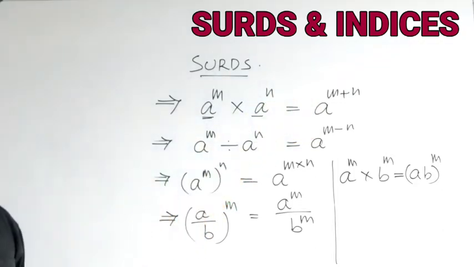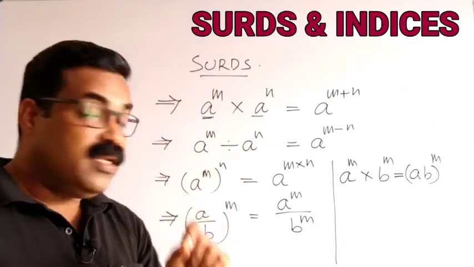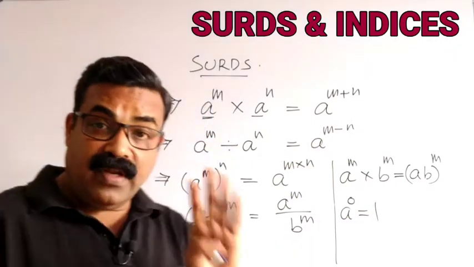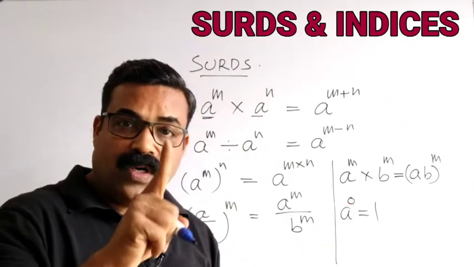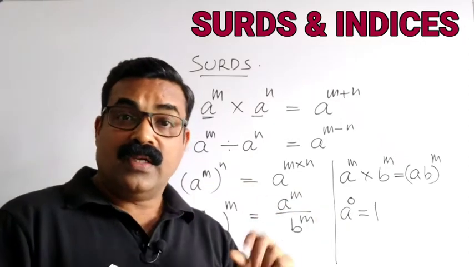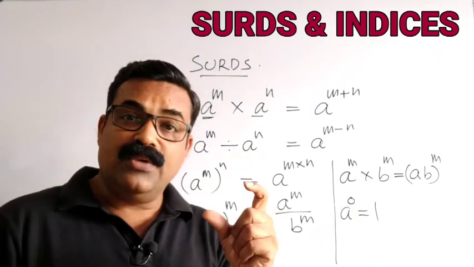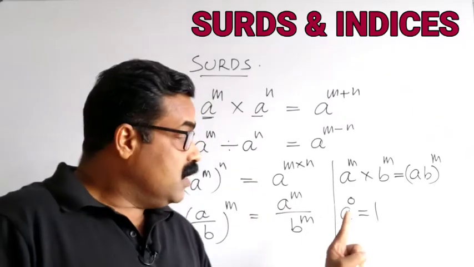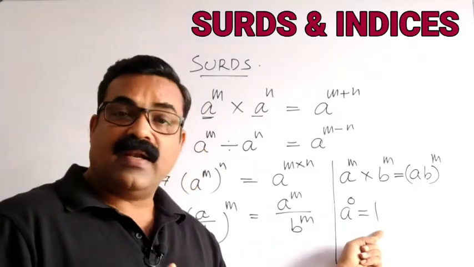And the very important point as far as surds are concerned, by convention, we always take a power 0 is equal to 1. Understand very clearly, any number, if the power is 0, that value is taken as 1. 2 power 0 is 1. 3 power 0 is 1. 100 power 0 is 1. 1000 power 0 is 1. Any number, if the power is 0, its value is taken as 1. Remember, very, very important point. If the power is 0, the value of that full number is taken as 1.